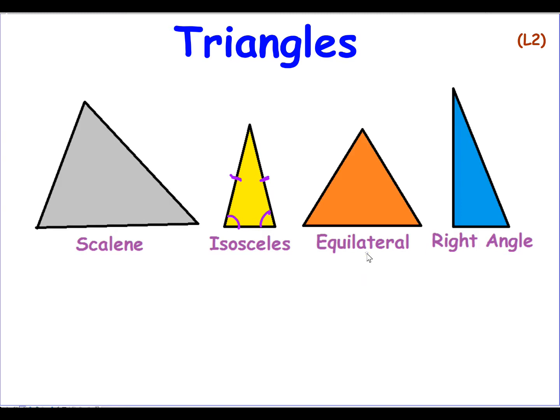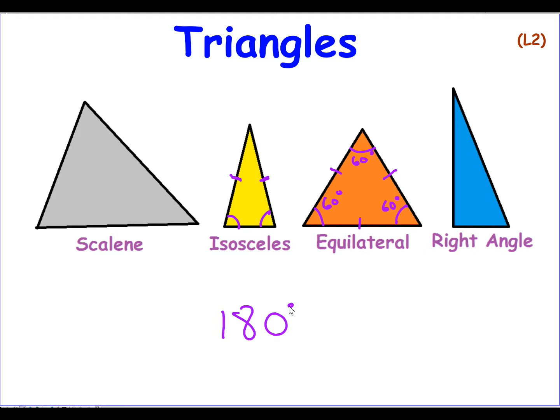The next triangle is an equilateral triangle. This is where all three of the sides are the same length, which also means all of the angles are the same. Now, a bit later on in the lesson, we'll describe the angles in a triangle, but an equilateral triangle must have an angle of 60 degrees for each of these three angles, because the angles in a triangle add up to 180 degrees.